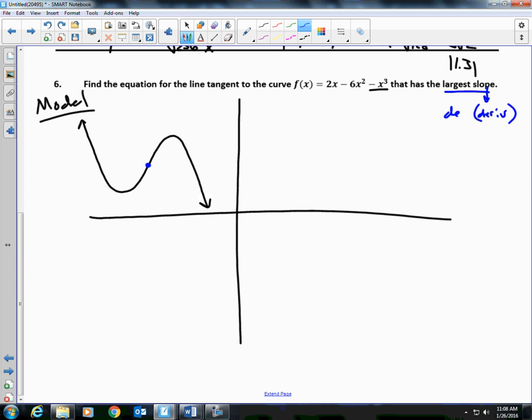So look at what the words are saying. You are finding the largest slope, the derivative of the derivative. What is the derivative of the derivative? It's the second derivative. How do you find inflection? It's the second derivative. See how those pieces are connected? That's what it's stating. So, our equation is very simple. F of x is equal to 2x minus 6x squared minus x to the third.